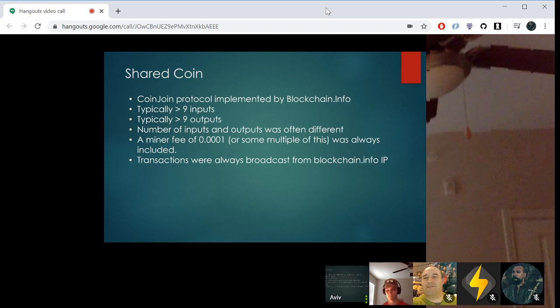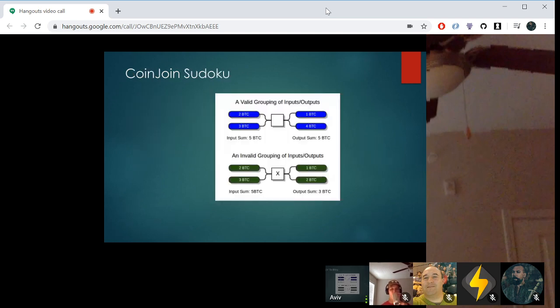So this is called fingerprinting. Here we're fingerprinting a shared coin, Coinjoin. And the idea of Coinjoin Sudoku, and again, this was back in 2014, is what we talked about with the Knapsack paper, which is that we want to find groups, subsets of a transaction where input sums and output sums match.